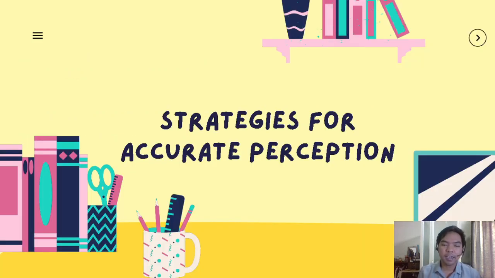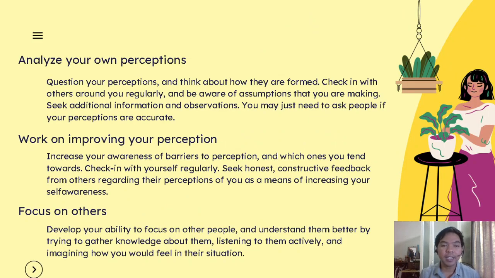Next is, since we're done with the barriers to accurate perception, we can now proceed to the strategies for accurate perception. So the first one is to analyze your own perceptions, question your perception, and think about how they are formed. So similar siya sa kung giingon ganina. So the way you question your own perception is, for me, I write it down and make sure if my ideas, akong ginasuwat, confirm my ideas about a certain topic.